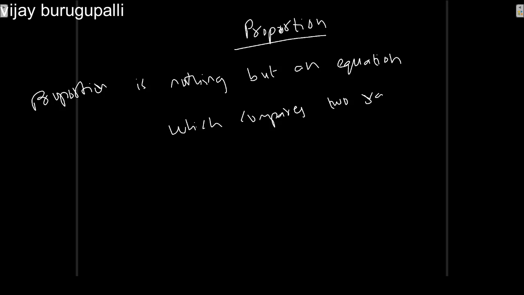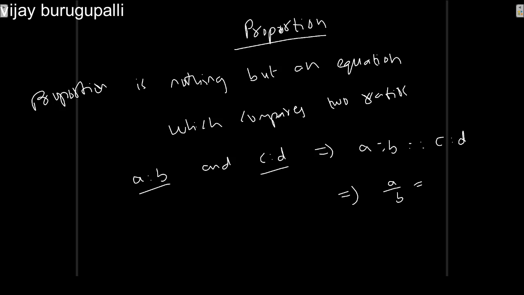For example, let's take two ratios, A is to B and C is to D. Now we can compare these two ratios as A is to B proportionate to C is to D, which is nothing but A by B is equal to C by D. Here the proportion symbol is nothing but is equal to. So for this reason proportion is called an equation.